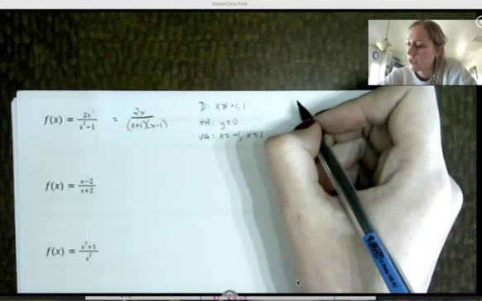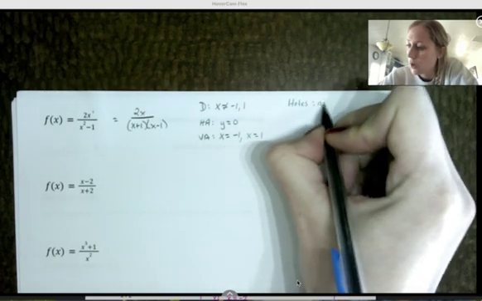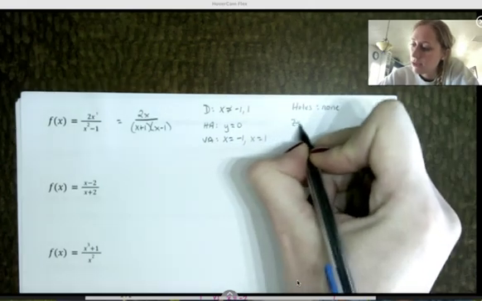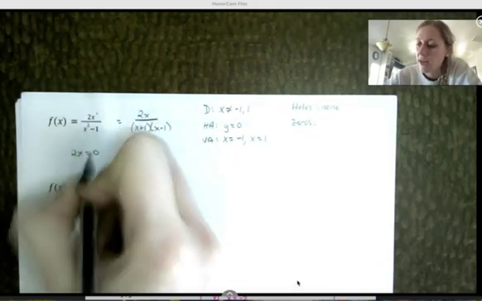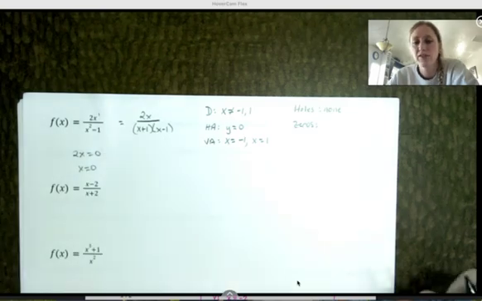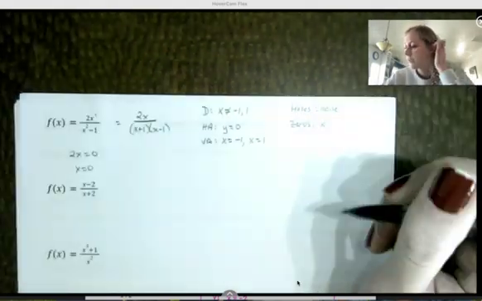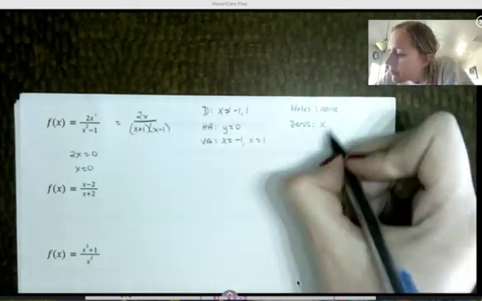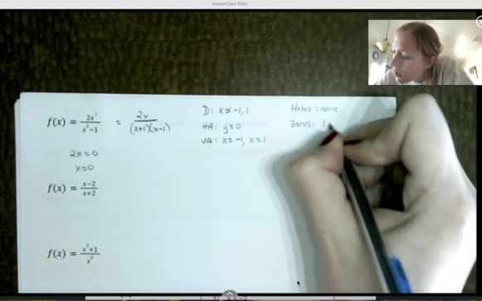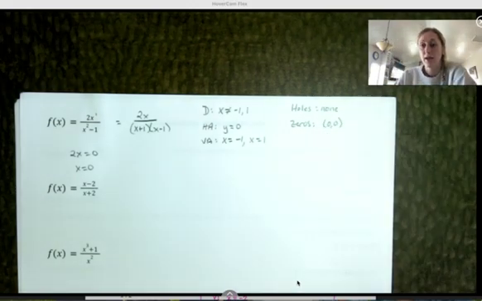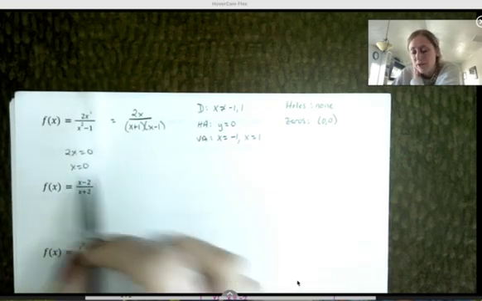Okay, what else are we going to find? Holes, there are none because there's no common factors. And the other thing we're going to find is zeros. So that's where I set my numerator equal to 0 and I solve. So x equals 0 is a zero. That means it's going to cross the x-axis at 0. So I'm actually going to put this as a point, okay? So when y is 0, x equals 0.